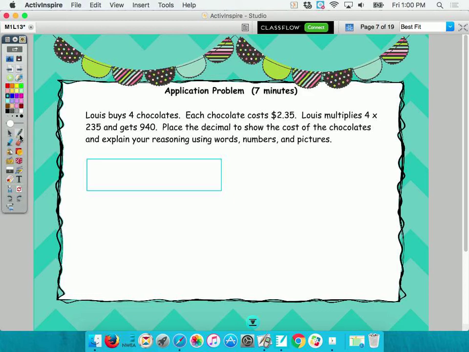So this problem says Lewis buys 4 chocolates. Each chocolate costs $2.35. Lewis multiplies 4 times 235 and gets 940. Place the decimal to show the cost of the chocolates and explain your reasoning using words, numbers, and pictures.